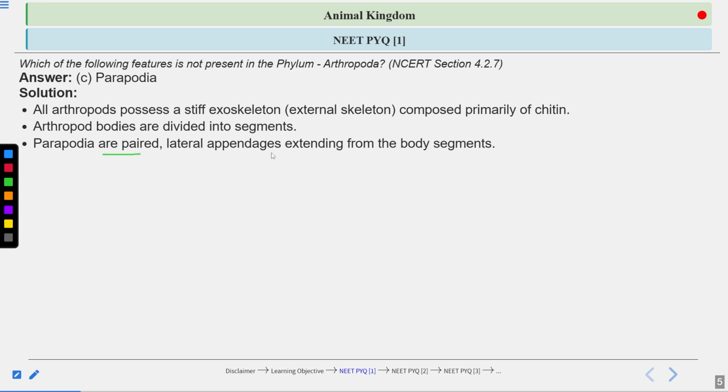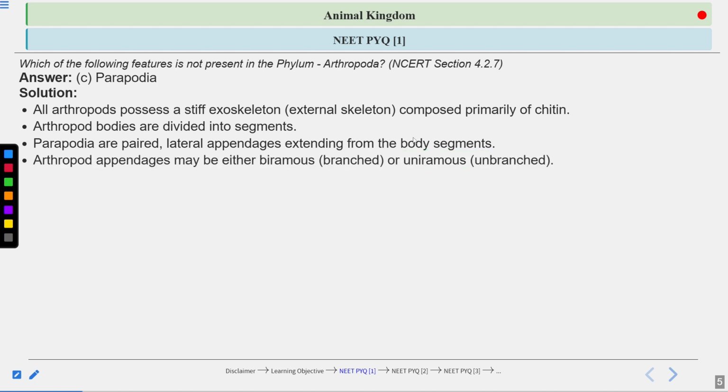Parapodia are paired lateral appendages extending from the body segment. This is not a feature of Arthropoda. We do not see parapodia in the case of Arthropoda. Arthropod appendages may be either biramous, that is branched, or uniramous, unbranched. So that we see in the case of arthropods: jointed appendages. They do possess jointed appendages.